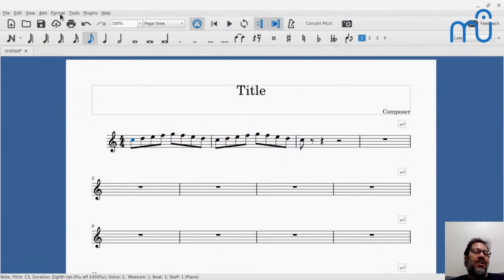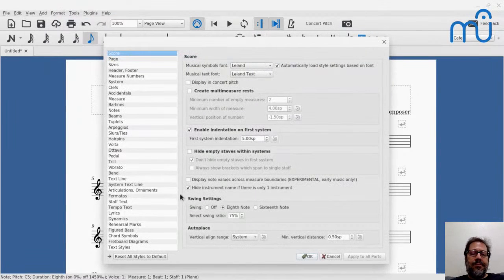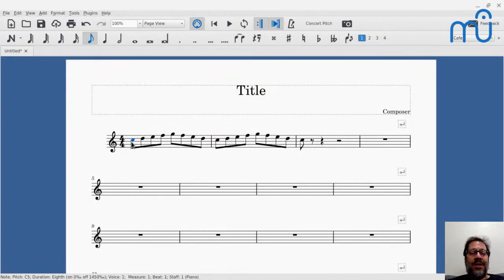So that ratio in the swing settings here is basically how much of the beat is taken up by the first note of each pair. 75% basically turns it into a dotted eighth and sixteenth. 66 would turn it into triplets. Somewhere around 60 is what true swing might be. It's very subjective and tempo dependent. It's not quite as exaggerated as triplets, but it's not just straight eighth notes either.